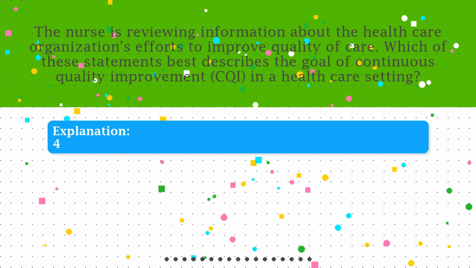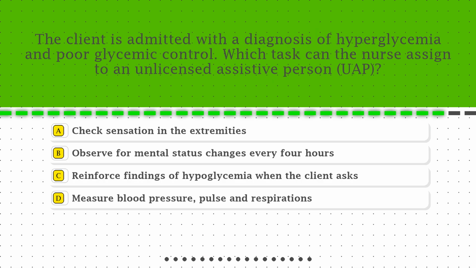Question 13. The client is admitted with a diagnosis of hyperglycemia and poor glycemic control. Which task can the nurse assign to an unlicensed assistive person, UAP? Option A. Check sensation in the extremities. Option B. Observe for mental status changes every 4 hours. Option C. Reinforce findings of hypoglycemia when the client asks. Option D. Measure blood pressure, pulse and respirations.